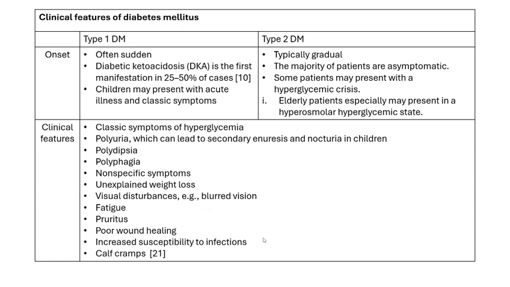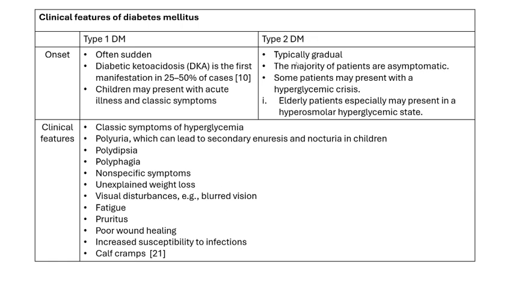There will be blurred vision. And people suffer from some poor wound healing situations. And there will be fatigue, and leg cramps are seen in the patients with type 1 diabetes, and there is increased susceptibility to infections. Here they are more prone to infections.